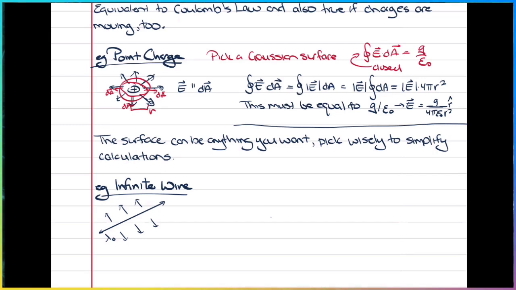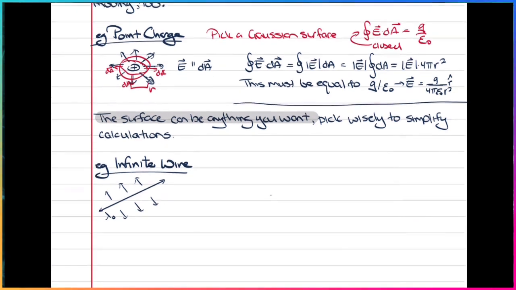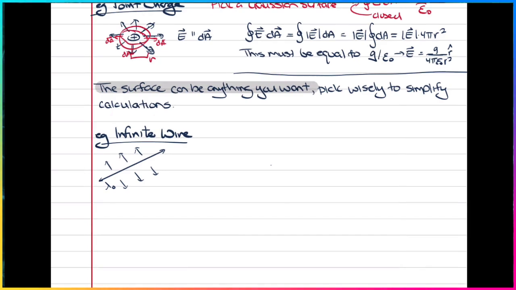So again, a key here is that the surface can be anything you want. So of course, pick something that is wise, that makes your life easy. And essentially that means that you either draw a sphere or a cylinder, or what's called the Gaussian pillbox. So let's try the wire. How could I evaluate the electric field of an infinitely long wire?